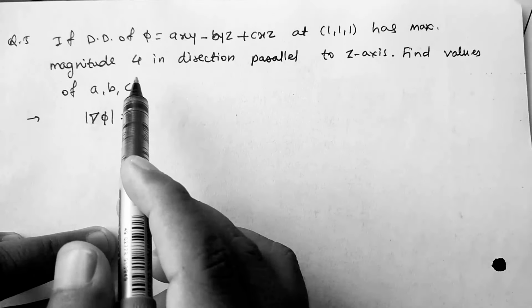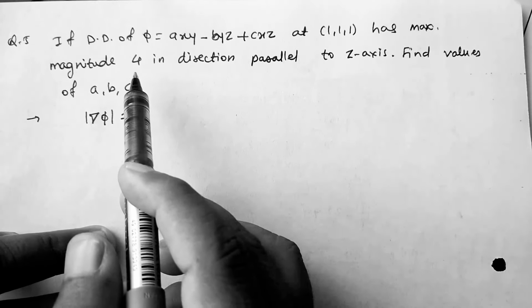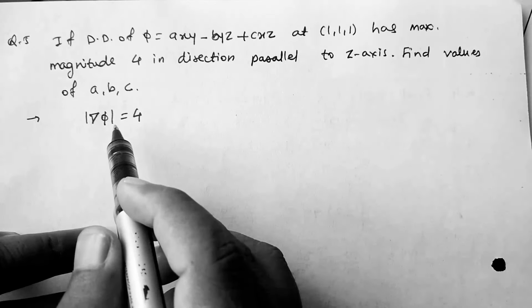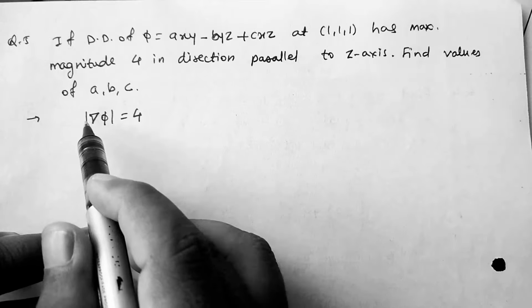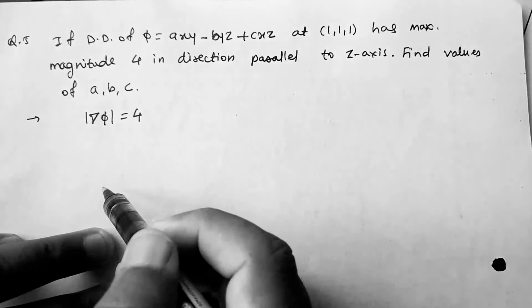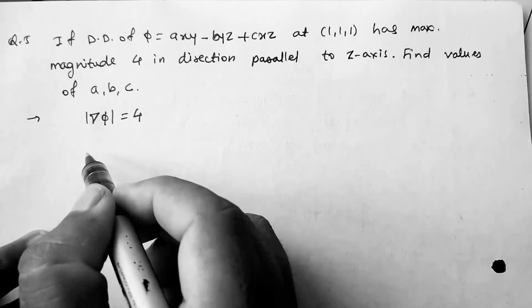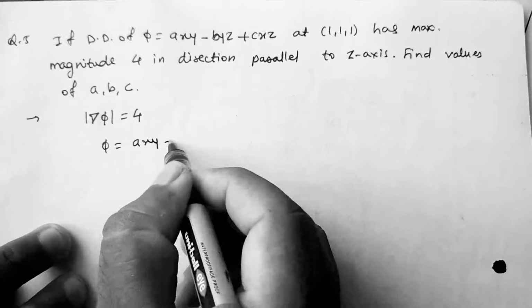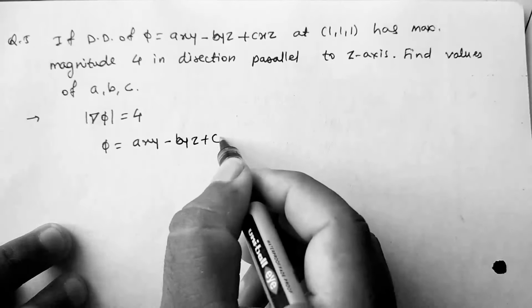So here you are given that the maximum magnitude of directional derivative is 4 and we have the concept that maximum magnitude of directional derivative is given by the formula mod of del phi. So here we are given that mod of del phi is equal to 4. Now actually, phi is given as axy minus byz plus cxz.